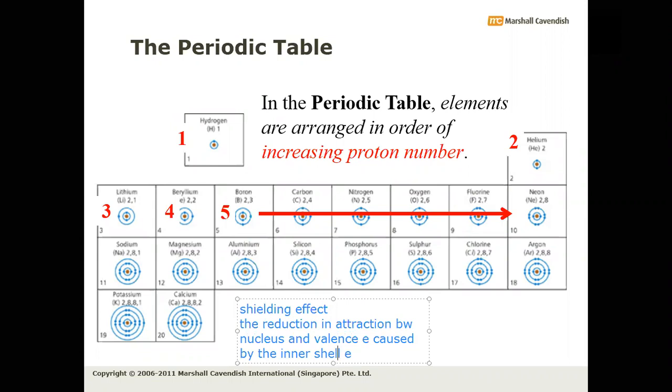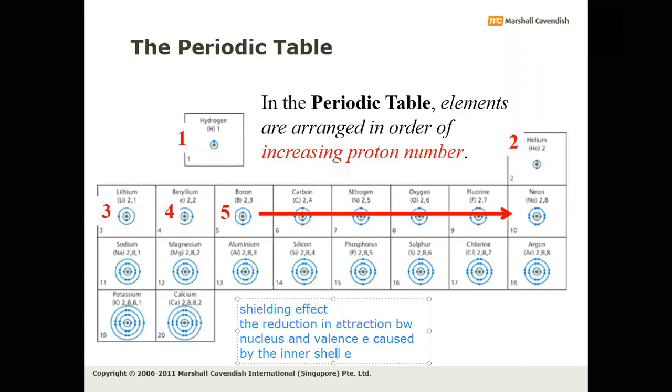So you see that when you go down the group, the shielding effect also increases. For lithium, it has only one shell in between the nucleus and the outermost shell. But for sodium, it has two shells, first shell and the second shell. In potassium, it has three shells. And greater the shielding effect, lesser the attraction. So you see, it is a reduction in attraction. Greater the number of inner shell electrons, greater is the reduction in attraction.